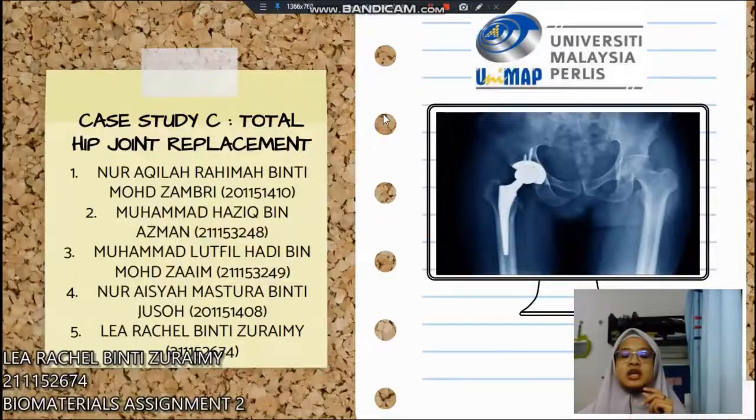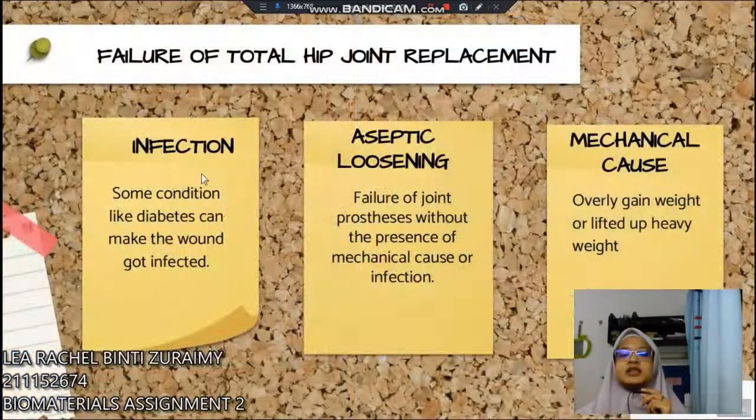In this presentation, I would like to explain the causes of failure of the total hip joint replacement. First is infection. Infection can happen in some conditions, where diseases such as diabetes. We all know that a diabetes patient has a high sugar level in the blood as well as in their cells. Open wounds cannot easily be treated because the bacteria are attracted to sugar. Second, infection can also happen when the patient gains weight.